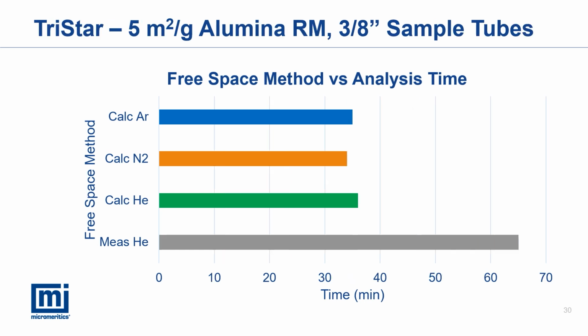In another example, this one on the TriStar with 3/8-inch sample tubes, using calculated free space results in a reduction of approximately 30 minutes in total analysis time.